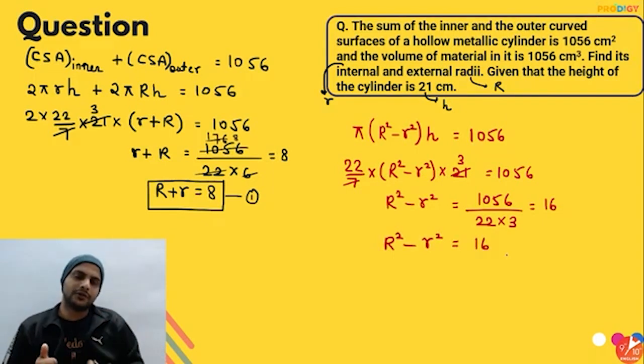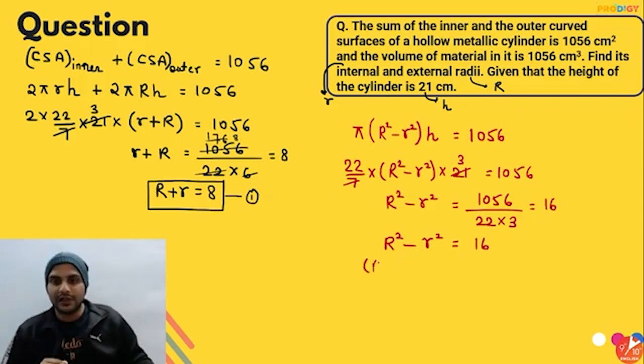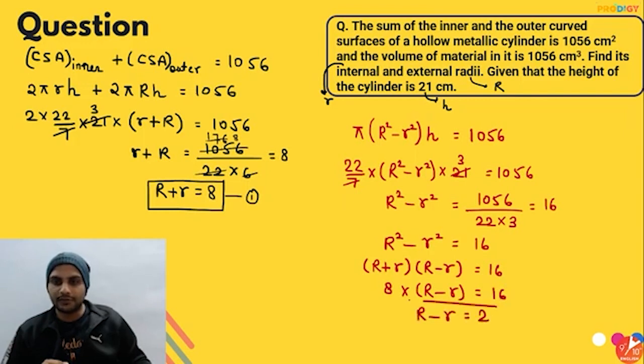Now one way of solving that would be, say you can replace capital R from this particular equation as 8 minus r, substitute in this equation and get your answer. Other way, a smart way of doing that will be a square minus b square is a plus b into a minus b, right, is equal to 16. You know capital R plus small r is equal to 8. 8 into capital R minus small r is equal to 16. You'll get capital R minus small r is equal to 2.